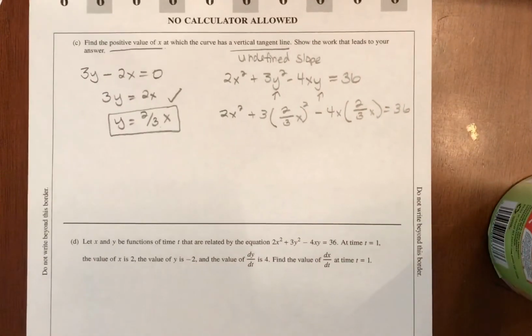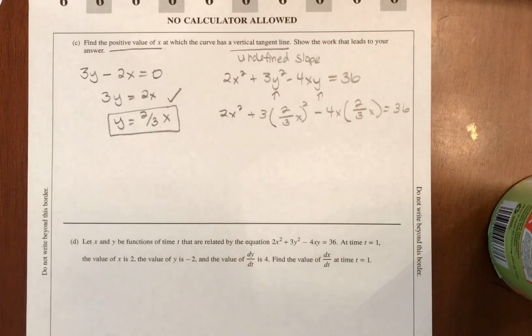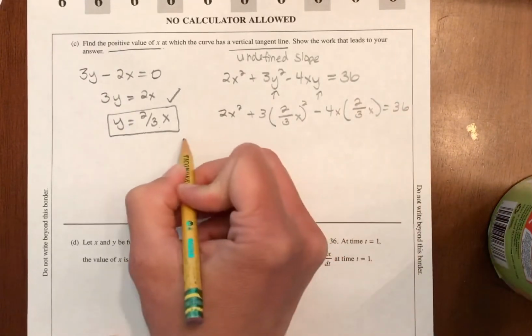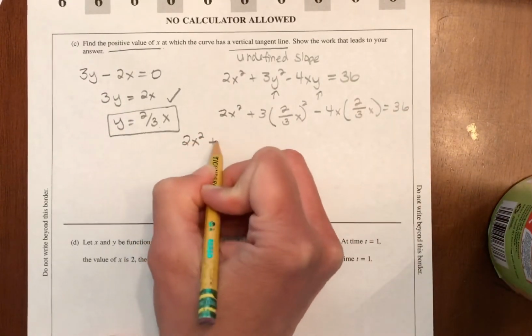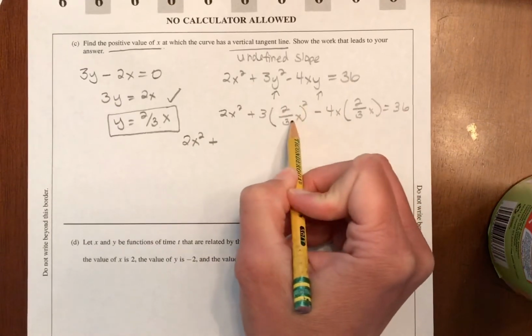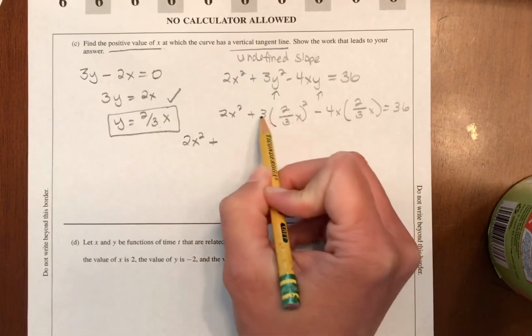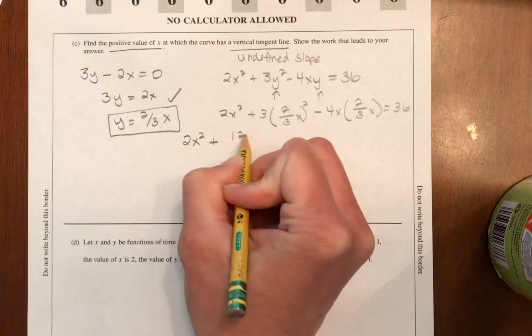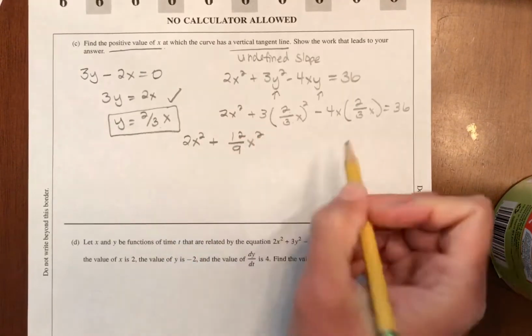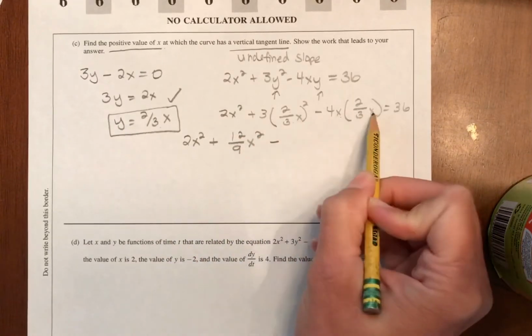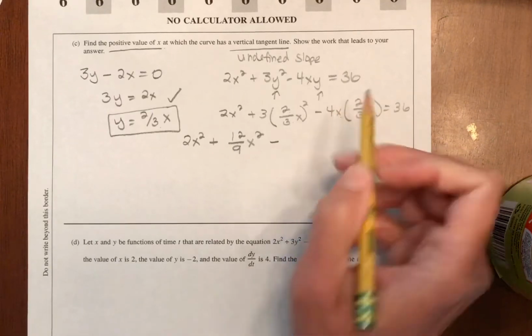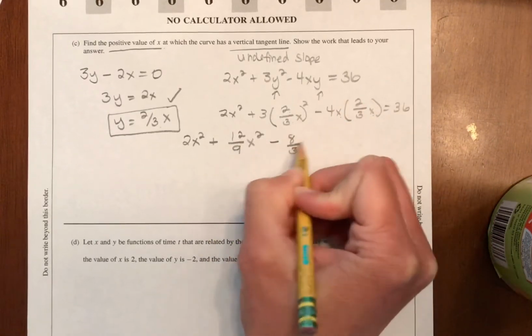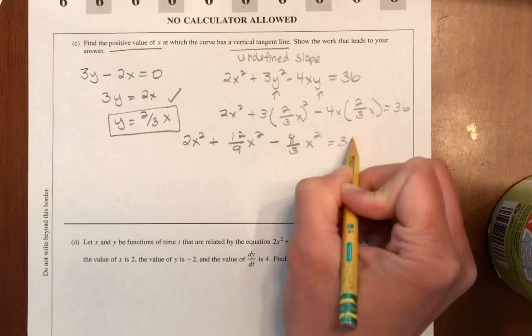And now this equation where we've substituted this in, this is what we're going to solve for x. So that's the next step. I'm going to start working on simplifying some of this stuff out. I'm going to spread it out a little bit. 2x squared plus, when I square this whole thing, I get 4/9, so that's going to be 12/9 x squared. Here, when I multiply these two things together, 4 times 2 is 8. 8/3 x squared equals 36.